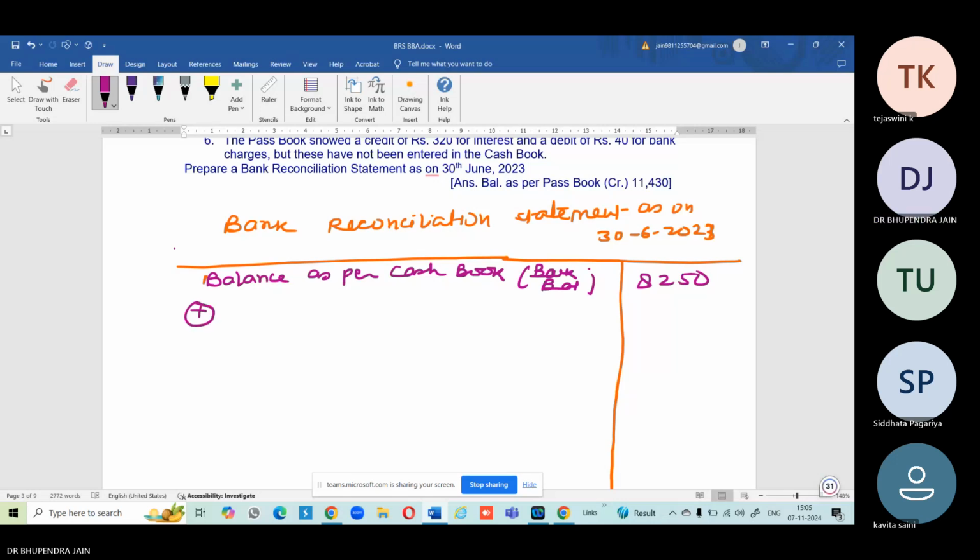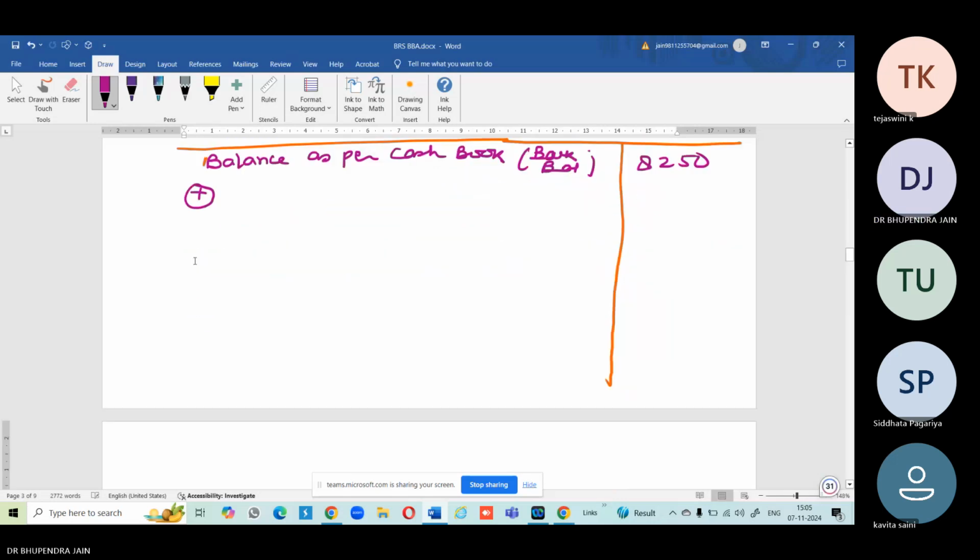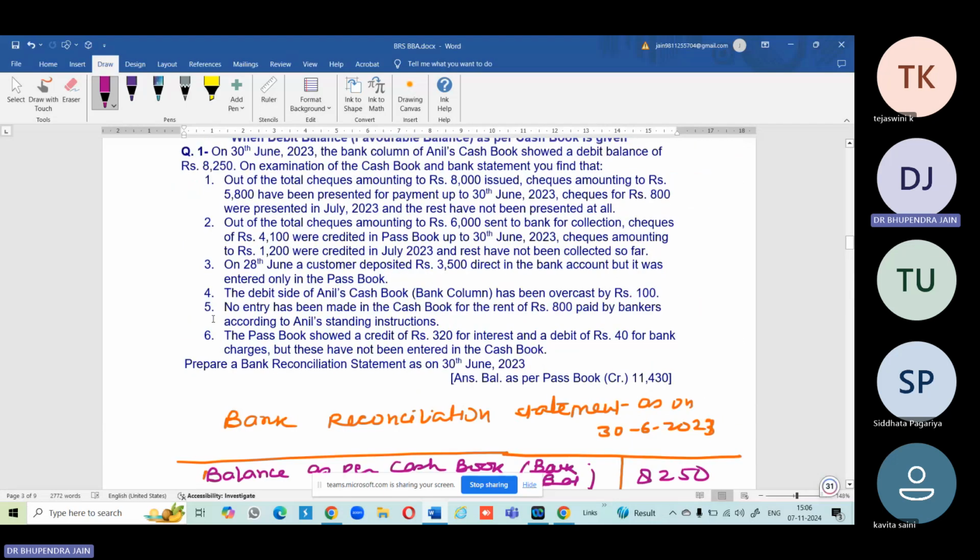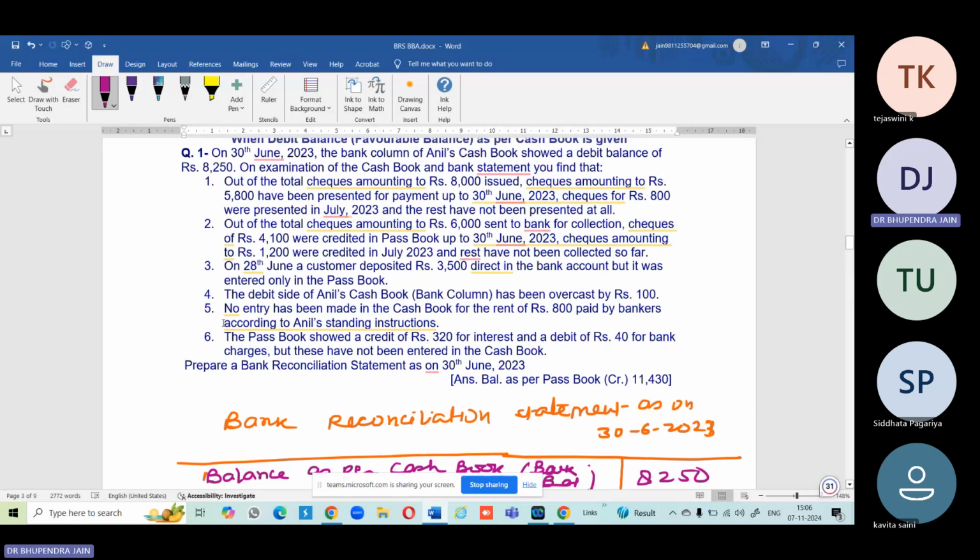Now we will definitely add something and subtract something. This is the addition and subtraction method. So read the statements one by one carefully and find out the reason. Then we will think whether we have to add or subtract. On examination of the cash book and the bank statement, you find that both statements are in front of you. You have taken the statement from the bank.